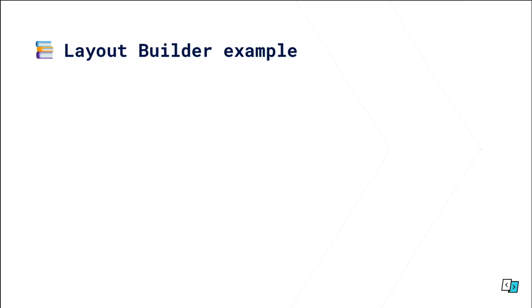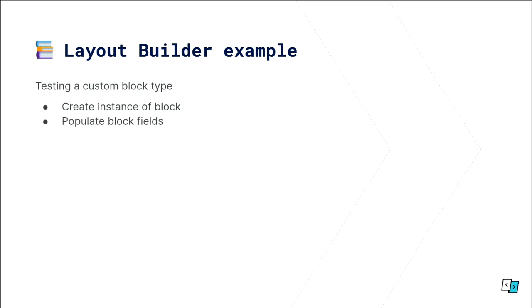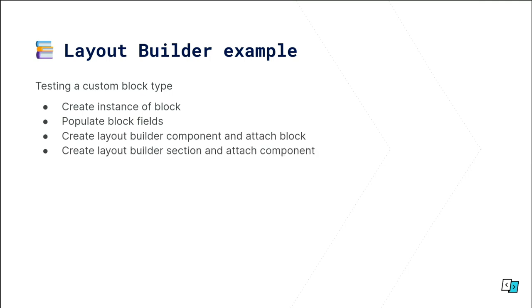So, moving on to a Layout Builder example. Let's say we create a custom block type that we want to embed in Layout Builder, and we want to test how it appears on the page. To do this programmatically in your test, normally you'd have to create an instance of that block, then populate all the block fields, then create a Layout Builder component and attach the block, create a Layout Builder section and attach the component, create a node and attach the section, publish the node, and visit the node. That's a lot. So that looks like this.